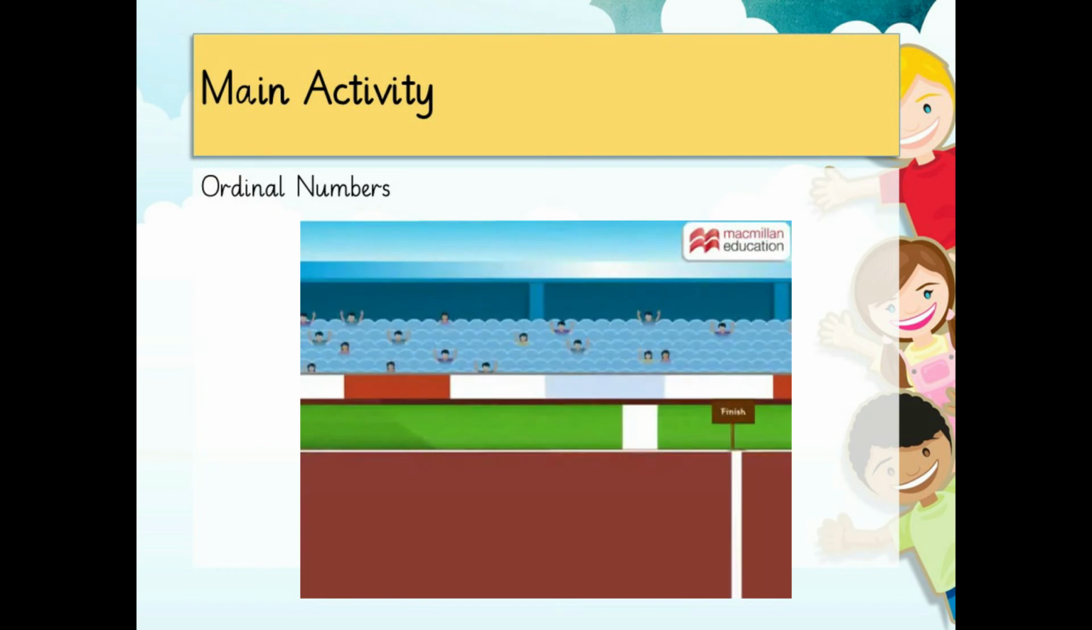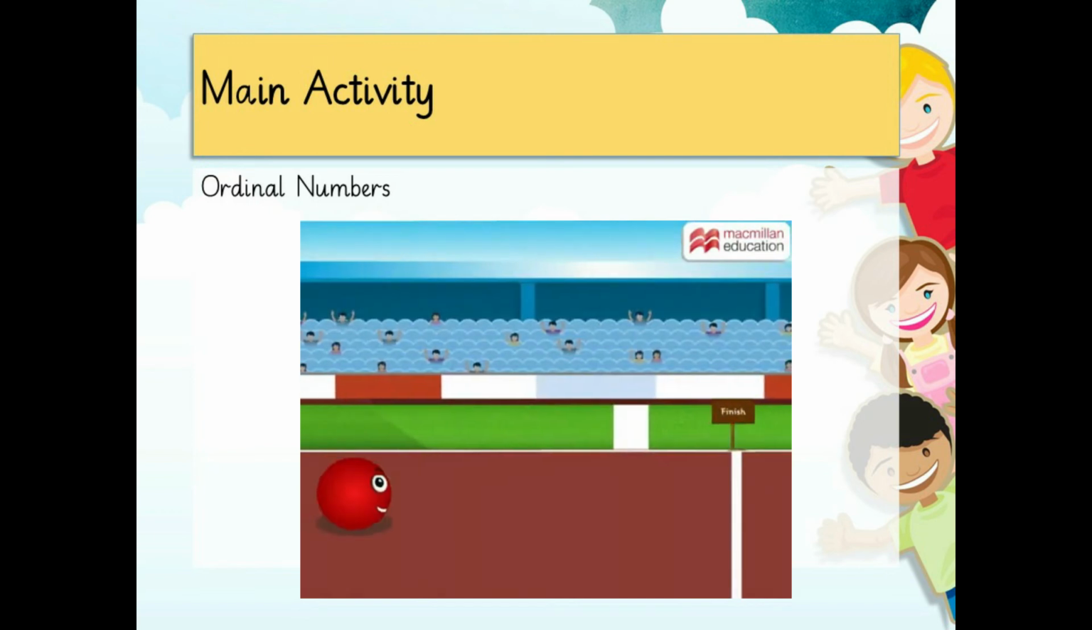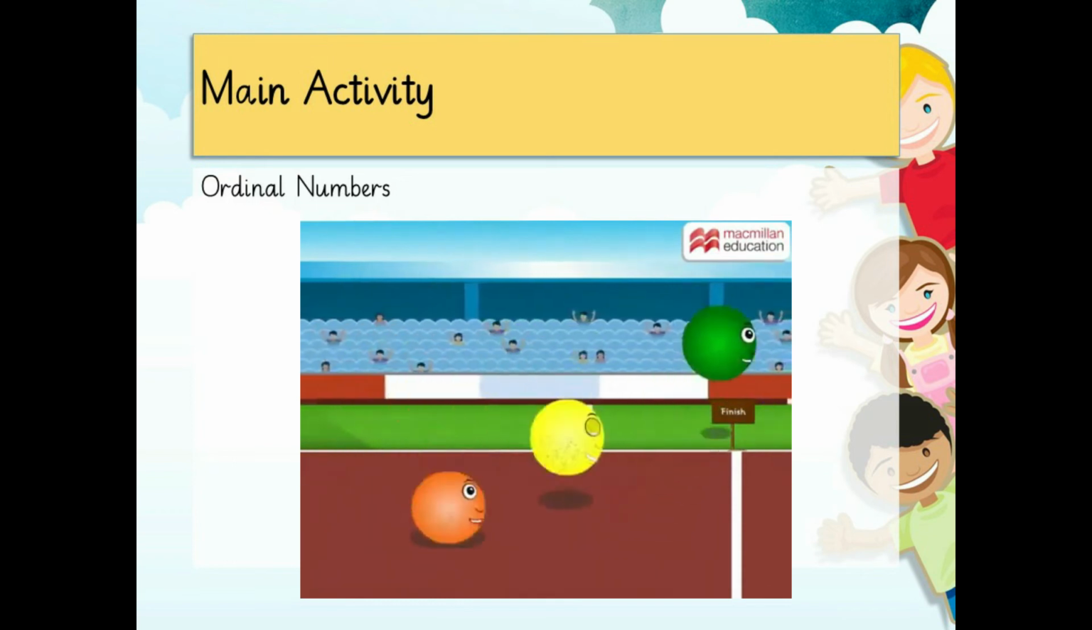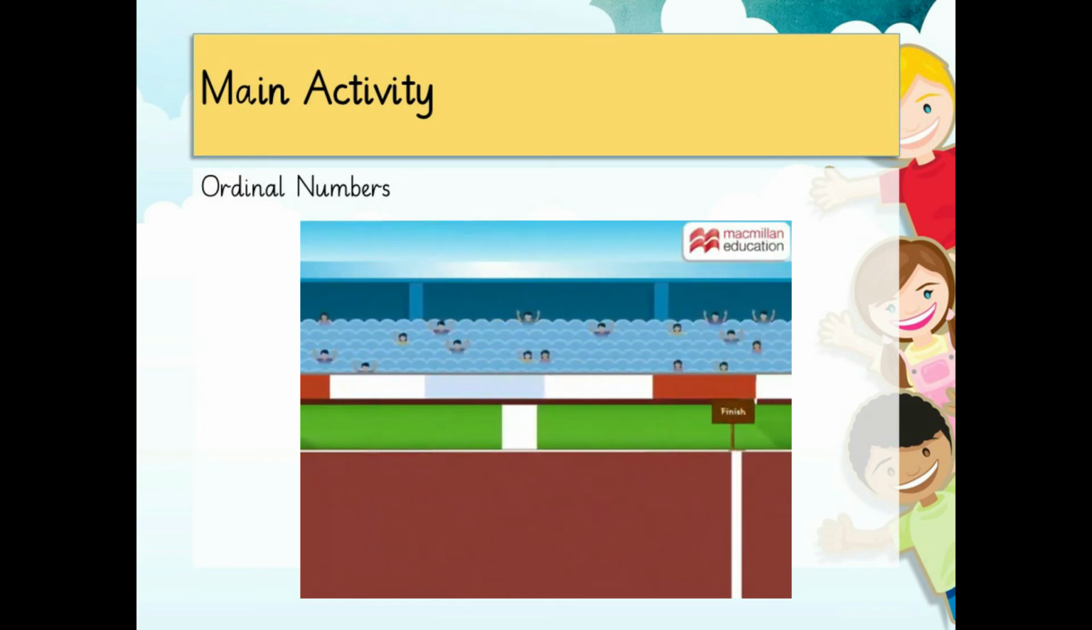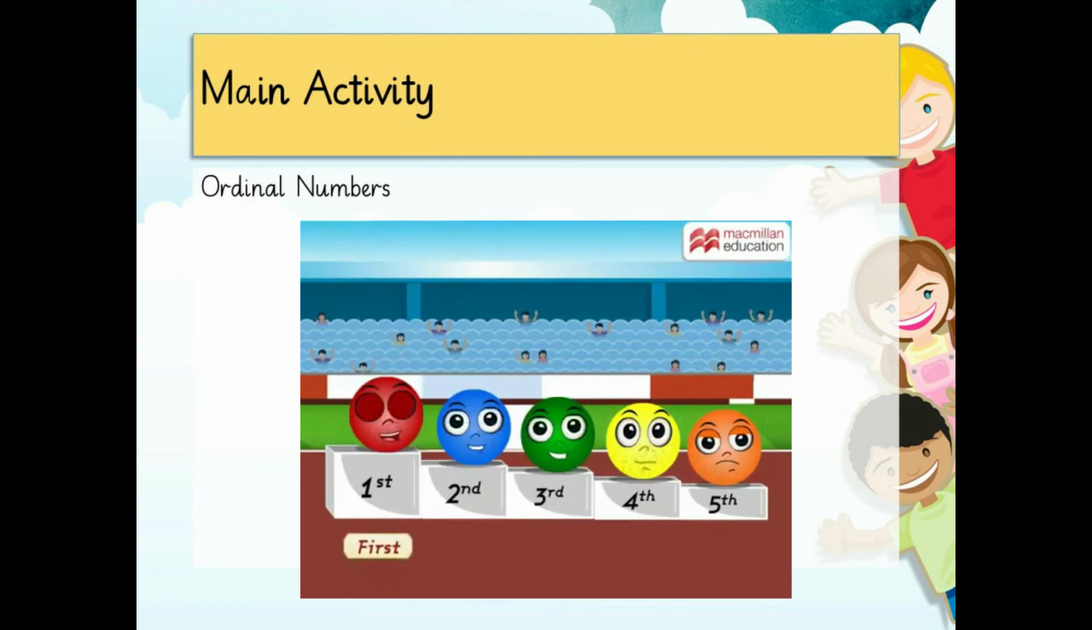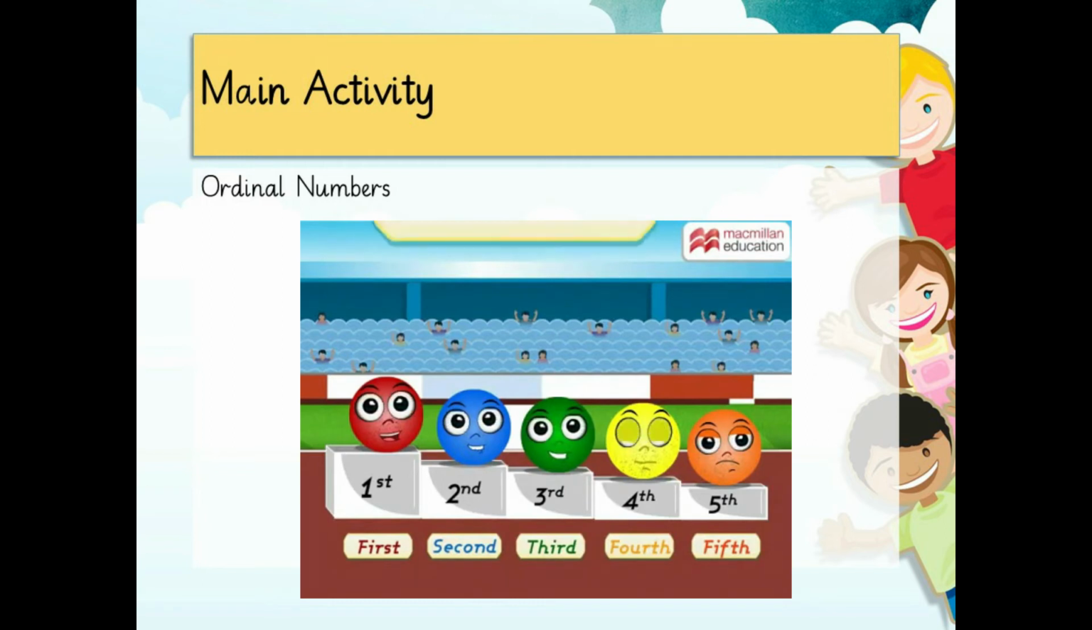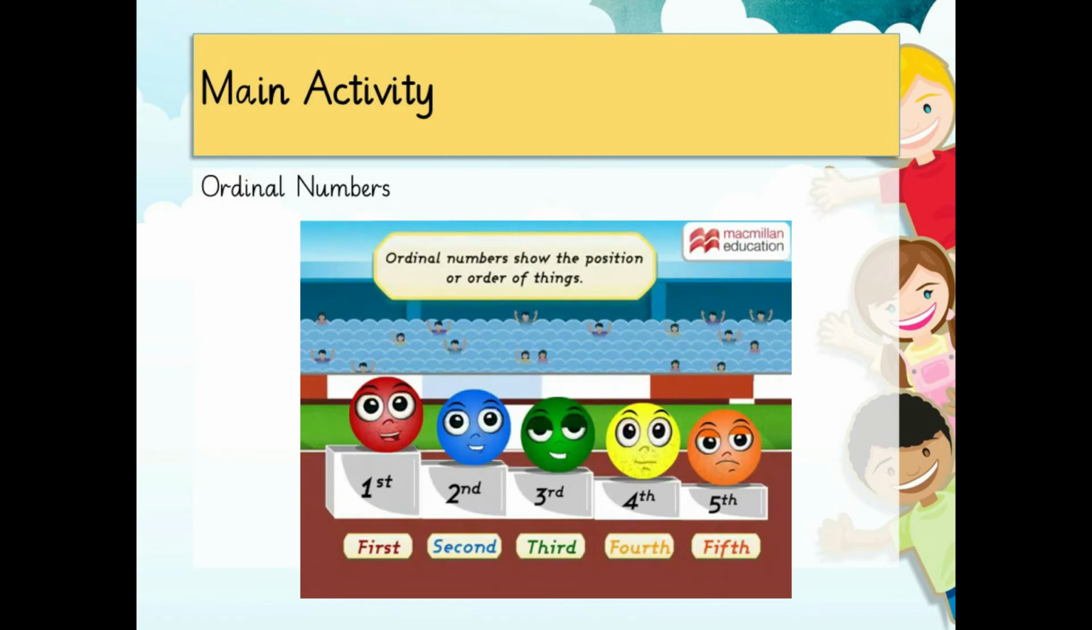Are you ready for the most exciting race ever? Come on, let us find out who is the fastest among all. Look, the red ball has come first. The blue ball has come second. The green one has come third. The yellow one has come fourth. And the orange one has come fifth. Look, in order to tell the order of the things, we have used the ordinal numbers. Yes, ordinal numbers show the position or order of things.